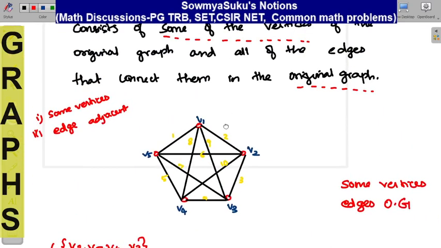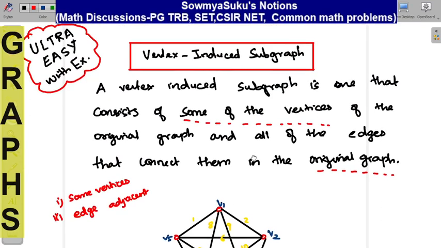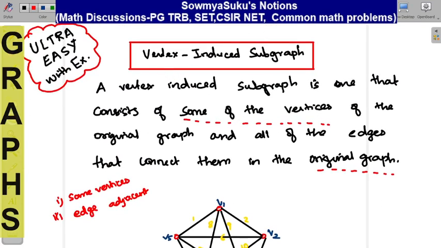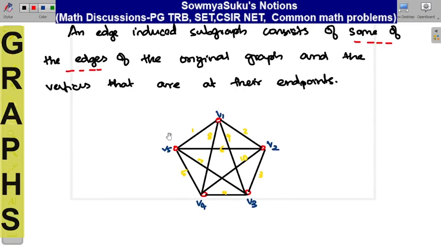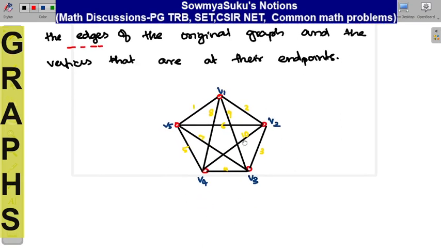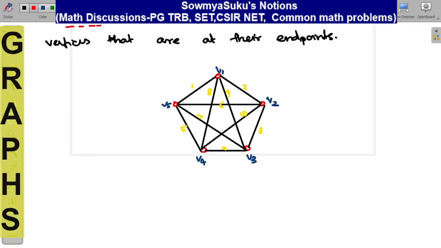If it's so, you can see what about the edge induced subgraph. Just you can see the opposite of this. Edge induced subgraph means you must take some of the edges from the original graph. Okay. And the vertices that are at their end points. So here also I took the same example, K5, the complete graph. Here I took some of the edges from the original graph.